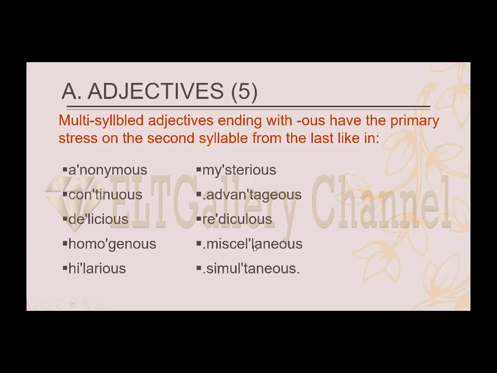Advantageous, miscellaneous, simultaneous. Here you have continuous, because this is too close to the stress syllable. So we do not say "con," but it's "con" because the stress is too close. If you stress it, then it's loud, because it's weak, and it's just continuous, delicious.